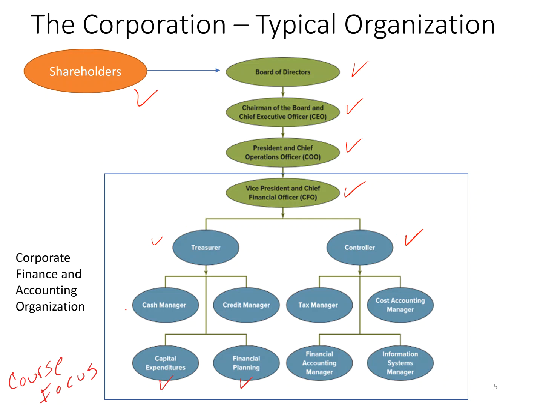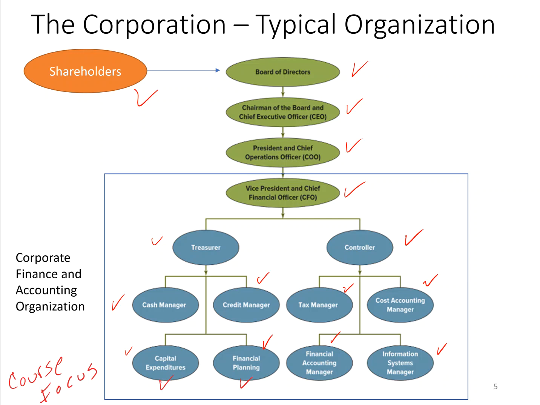The treasurer can focus on cash management, credit management, capital expenditures, in other words, large multi-year purchases or purchases of multi-year assets, and financial planning. Then you have the controller, where their focus is more on accounting, and that would be tax management, financial accounting, which deals with the external financial statements, cost accounting, which deals with the internal financial statements to help you run the business, and then your information systems. So that might look like a typical corporate finance organization.